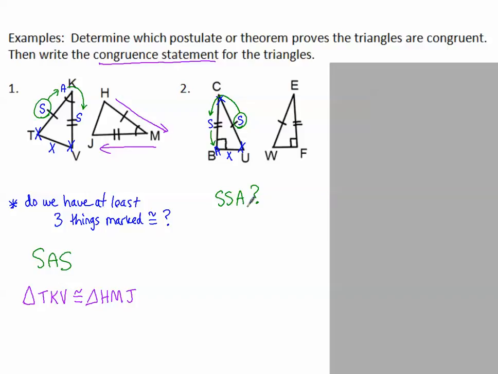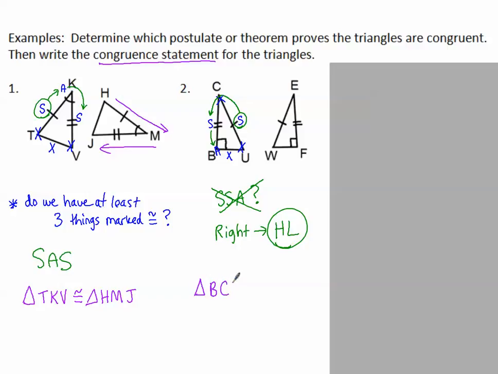That's the bad word backwards. But SSA is right when it's a right angle. If I have a right angle, that means I'm going to use HL if I see the SSA. I have the hypotenuse marked congruent to the hypotenuse and a leg marked congruent to a leg. So I can use hypotenuse leg, and now I can give my congruent statement.